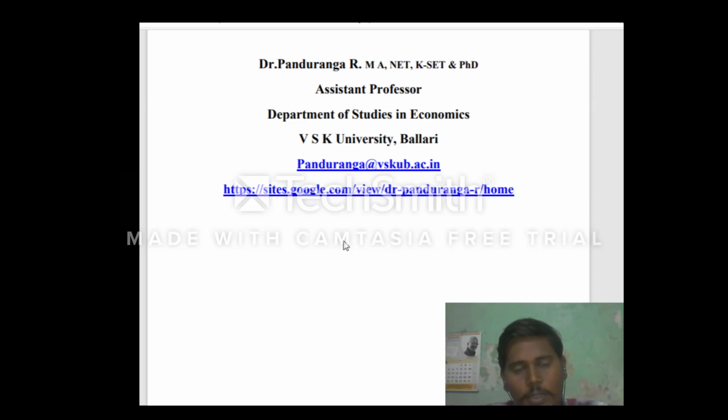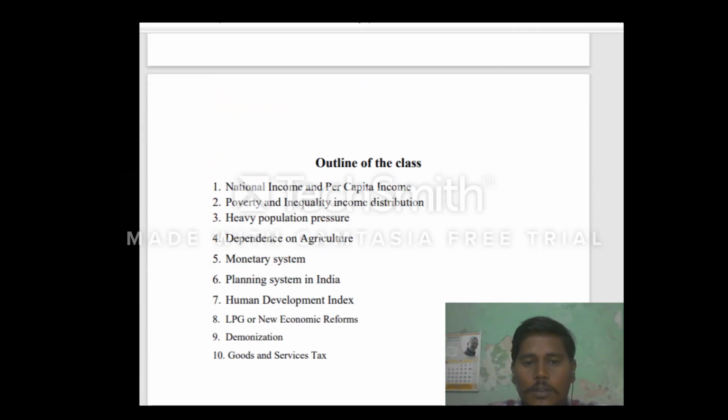Today, I would like to have a special class on an overview of Indian economy. So, these are the concepts which I would like to cover in this class. The national income and per capita income, poverty and inequality, income distribution, heavy population pressure, dependency on agriculture, monetary system, planning system in India, human development index, LPG or new economic reforms, demonetization and goods and services tax.